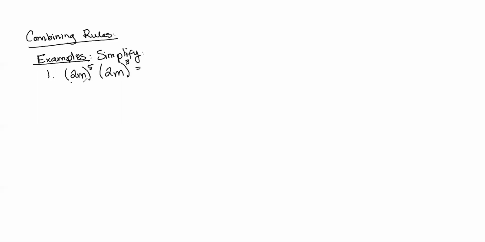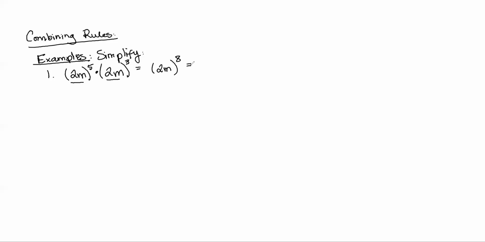If you notice that you have the same base for both of these, a lot of the time they won't give you the same base. So this is kind of one of those ones that you get from time to time, but not that often. Since we have the same base, we can use our product rule. So remember, product rule, we keep our base, so keep the 2m in parentheses, add the exponents, so 5 plus 3 is 8. And now we can finish simplifying.